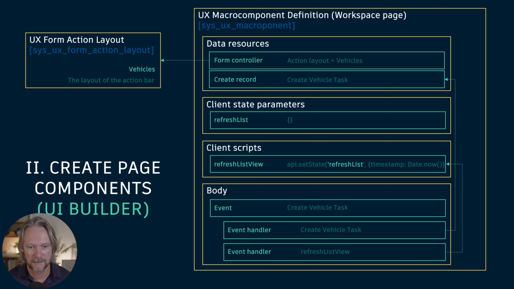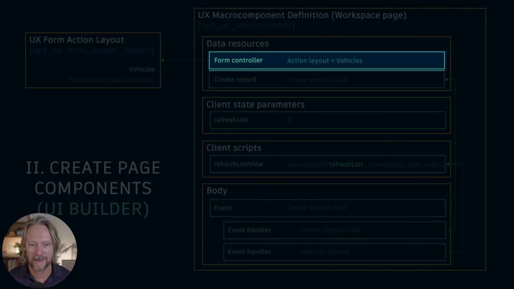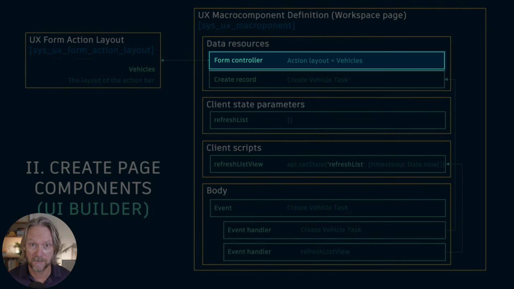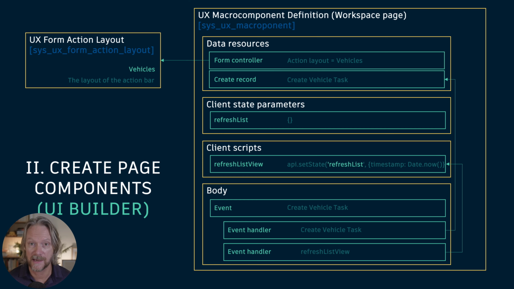Okay. So you can see here in this diagram that we've already made a reference in the page, using the form controller data resource, to the action bar. And that action bar is there now. But if we click on the DA, nothing happens. So we need to fix that.